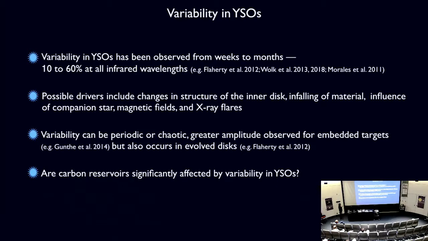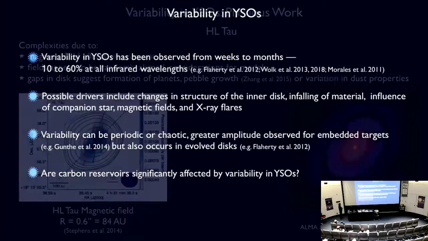And so my question is really, are carbon reservoirs affected by the variability? So quantifying, how does this affect column densities? Because we use these column densities and consequently the isotope ratios to try to explain certain phenomena. So if these are changing, what does that mean for our interpretation of the data?